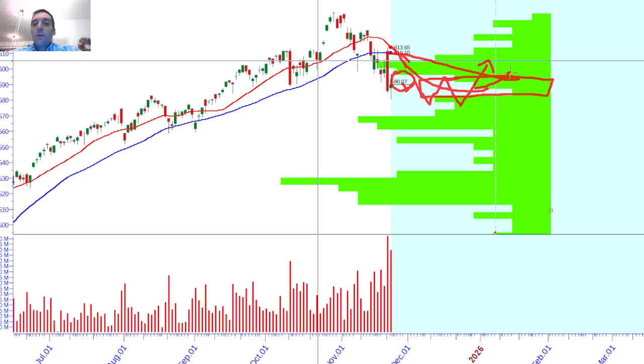So I hope that helps you with understanding how to combine the volume by price bars with your simple moving average crossover trading strategy, if you will, if that's the one you choose, to help you with your trading journey.